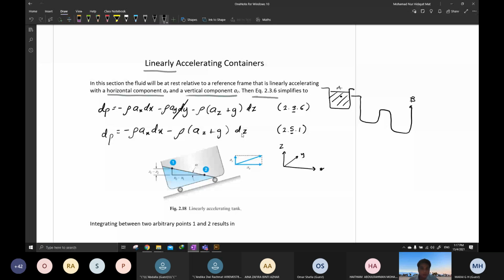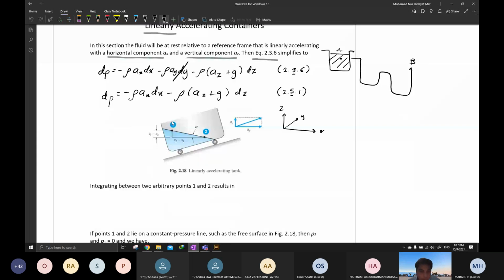So from equation 2.5.1, integrate between point 1 and 2 because we have two points. We can do the integration because we have the differentiation, so we can do integration on both sides. Point 1 to point 2. Once we do the integration, the integration and differentiation cancel each other, and we will lead to this equation.